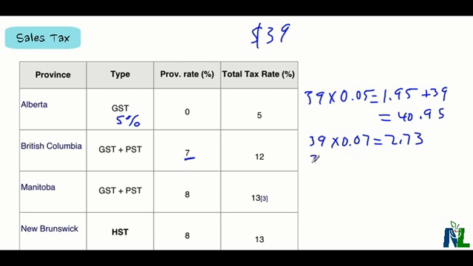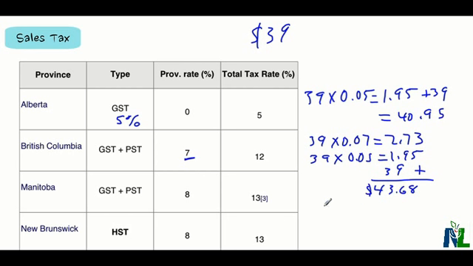And the amount of GST would remain the same as what it was up in Alberta. That'd be $1.95. So I'd add all these together with the 39. And I'd see that my total price here with taxes would be $43.68.